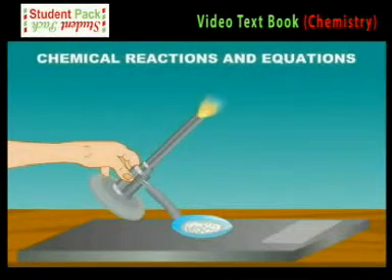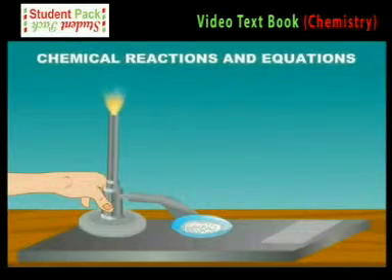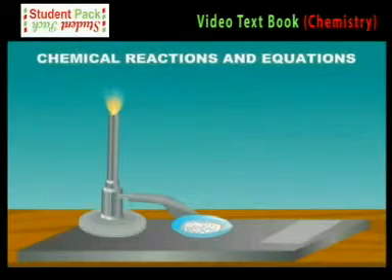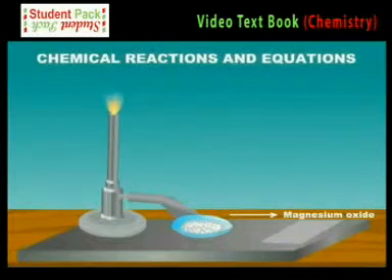What we observe is that the magnesium ribbon burns with a dazzling white flame and changes into a white powder. This powder is magnesium oxide. It is formed due to the reaction between magnesium and oxygen which is present in air.